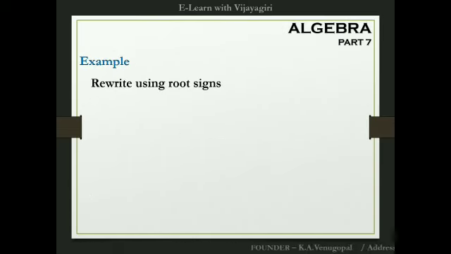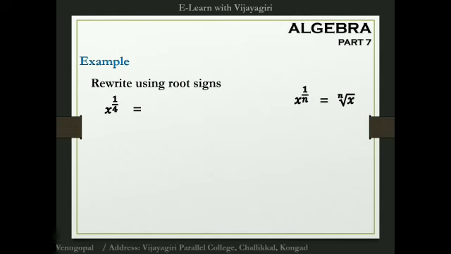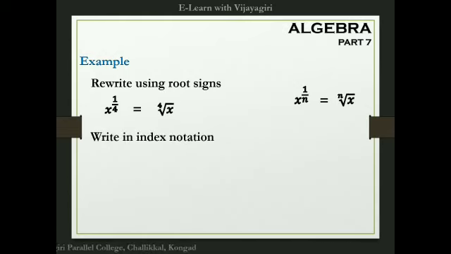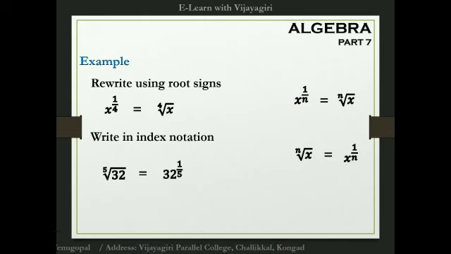Let's check some examples. Rewrite using root signs: x to the power 1 by 4. We know x to the power 1 by n can be written as nth root x, so x to the power 1 by 4 will be equal to 4th root x. Write in index notation: 5th root 32. We know nth root x can be written as x to the power 1 by n, so 5th root 32 can be written as 32 to the power 1 by 5.